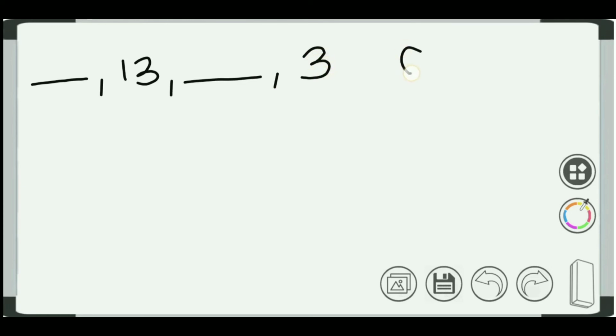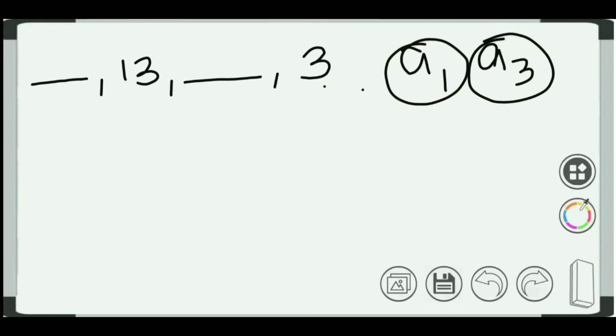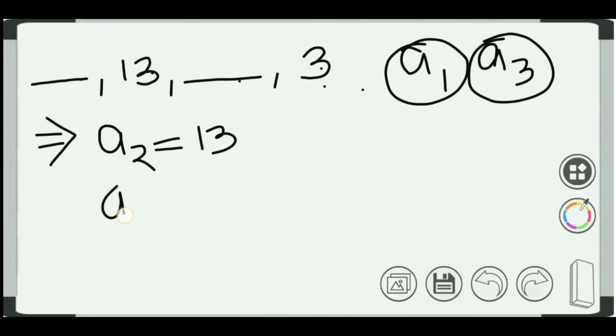In the second question, the first term is not given, the second term is given as 13, the third term is not given, and the fourth term is given as 3. So you need to find a1 and also a3, the first term and the third term. First of all, write down the given values. A2 is given as 13. Fourth term is given, A4 is equal to 3.